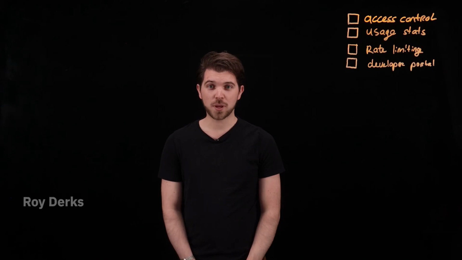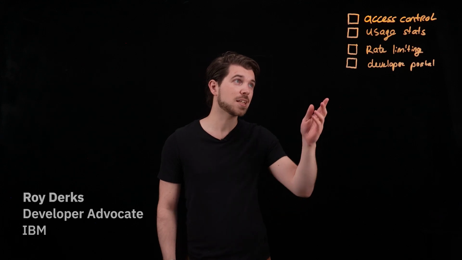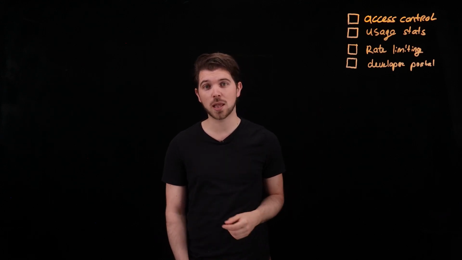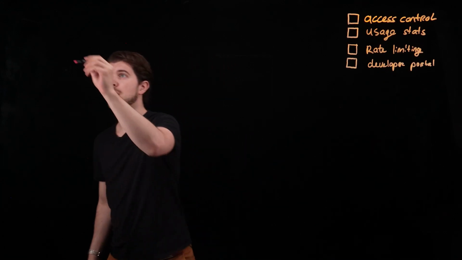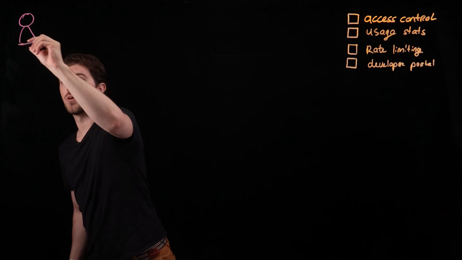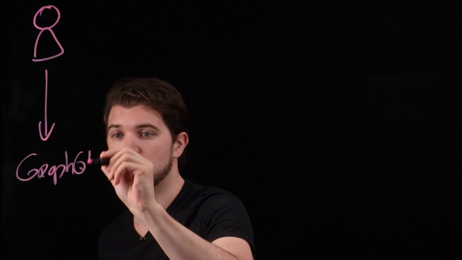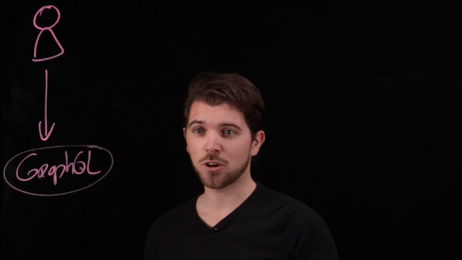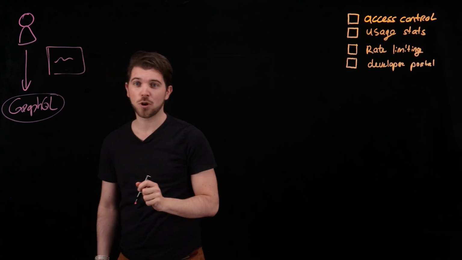When you're developing an API, you probably thought about adding API management to handle things like access control, usage stats, rate limiting, and developer portals. This is especially important when you're developing a GraphQL API. In GraphQL, the end user has control over the data they retrieve from the GraphQL API. By sending a document containing an operation and a list of fields, they can basically retrieve all the data they want.